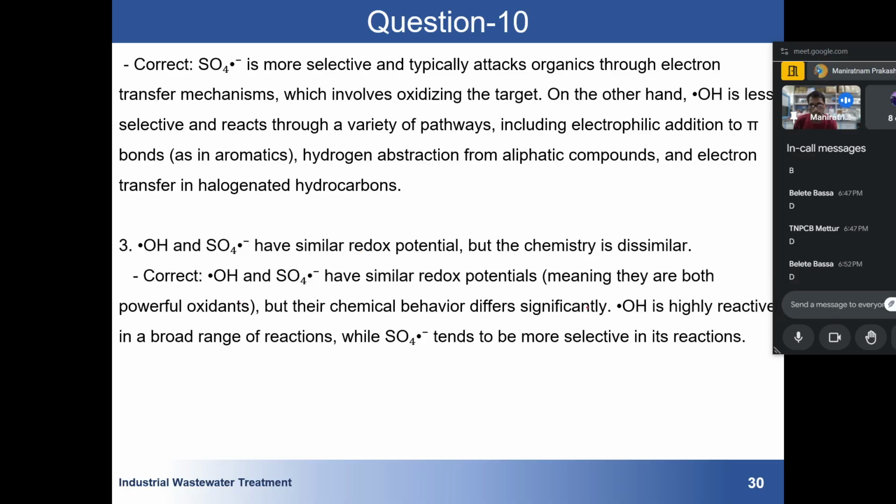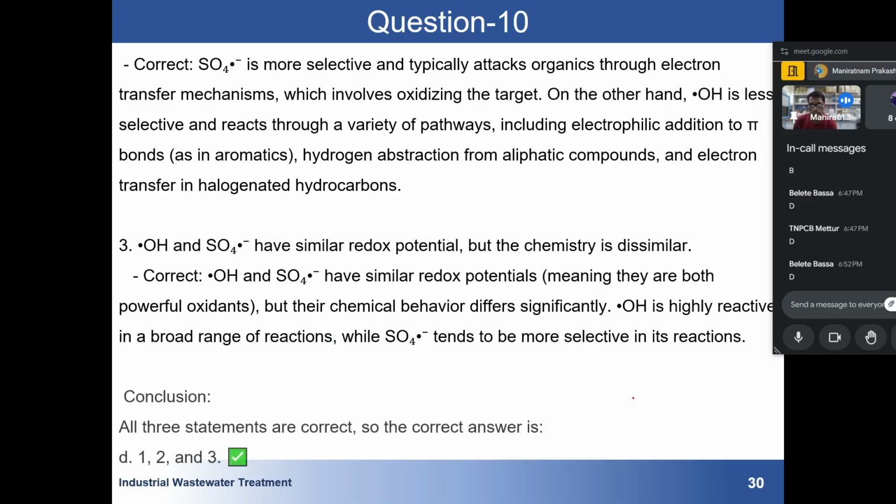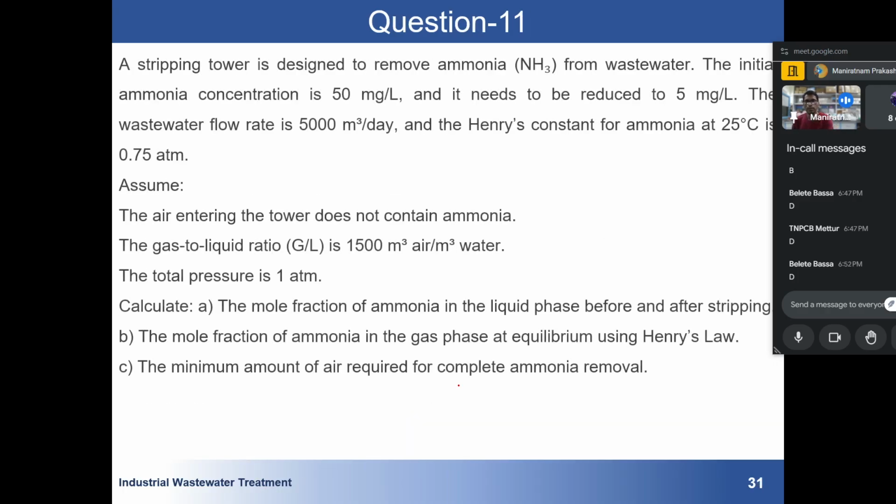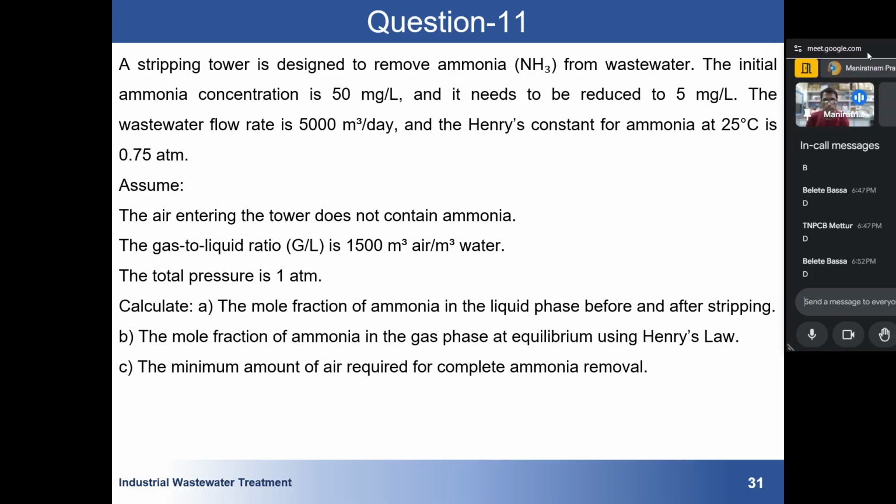Option three is correct: both have similar potential, meaning they are both powerful oxidants, but their chemical behavior differs significantly. OH is highly reactive across a broad range of reactions, while sulfate radical tends to be more selective. So the correct answer is D, 1, 2, 3. Then we have another question. Take your time. Solve A, B, C.